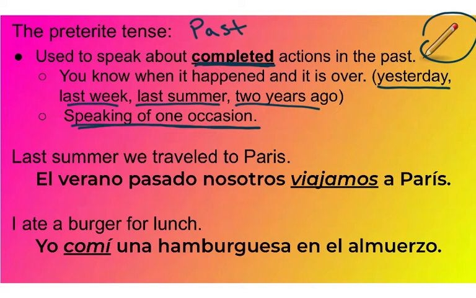Another example. I ate a burger for lunch. Yo comí una hamburguesa en el almuerzo. If we're having this conversation after lunch, therefore, we know it is over and done with. It happened, whether it happened 10 minutes ago, whether it happened an hour ago, we understand that for lunch, I ate a burger. Comí. We use the preterite tense.